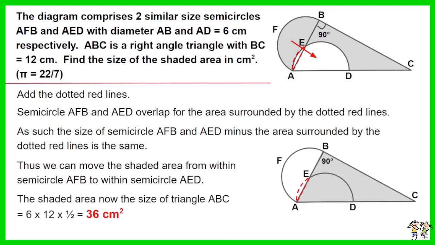The shaded area, now the size of triangle ABC, equals 6 times 12 times half. The answer is 36 centimeters square.